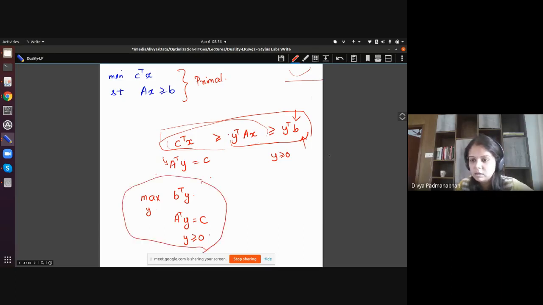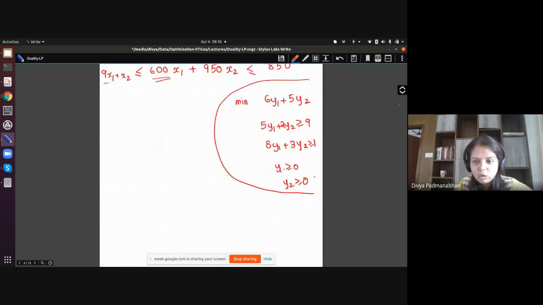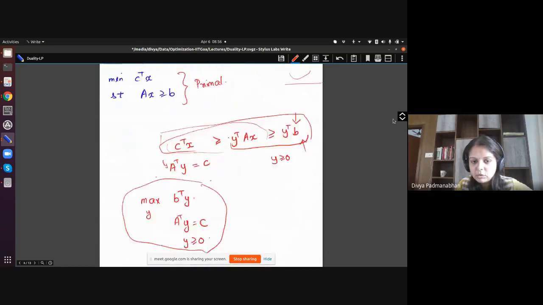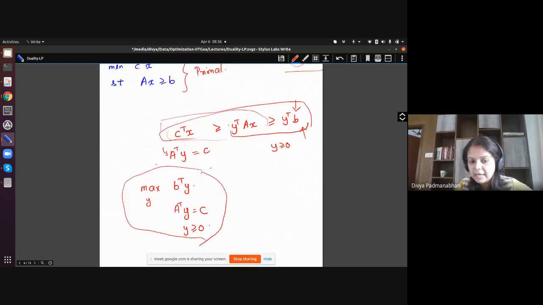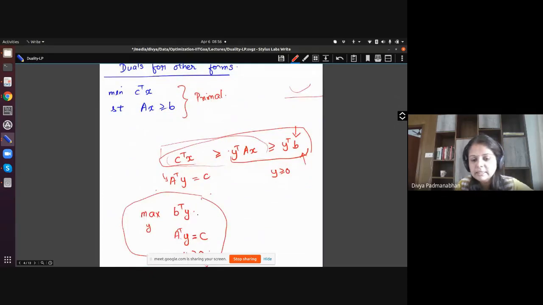Remember, earlier we had a dual composed of all inequalities. In this case, the dual is going to have just equalities here. So A transpose y equal to c and y greater than or equal to 0. Does this make sense? Why we took it in this manner and not A transpose y less than c? Yeah, please.